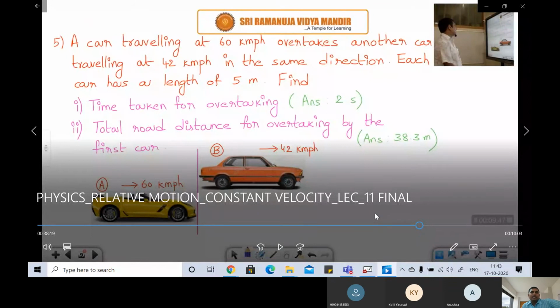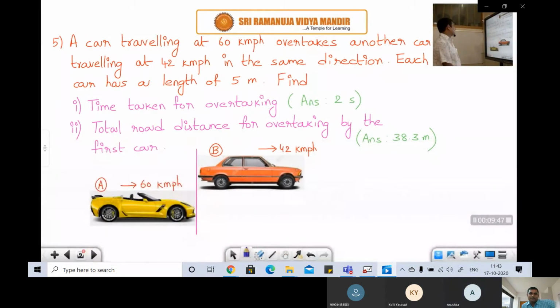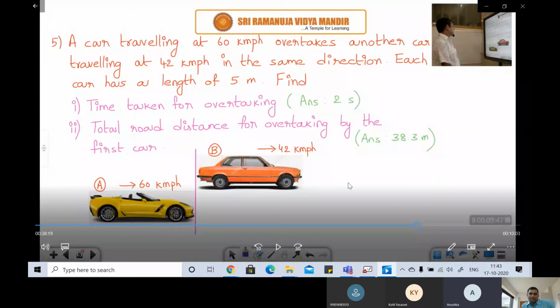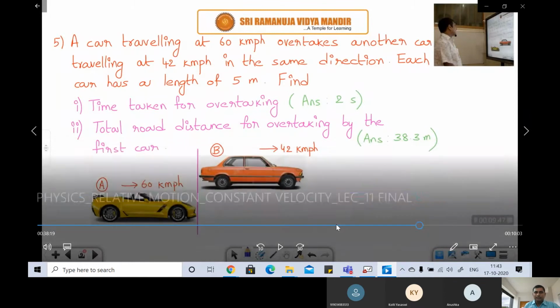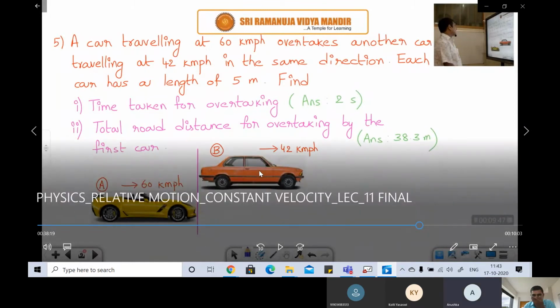So next problem: a car traveling at 60 kilometers per hour overtakes another car traveling at 42 kilometers per hour. Here also you see carefully which car is drawn behind. The faster one, A, 60 kilometers per hour. Now each car length is the same, 5 meters. Find the time taken for overtaking. So what we should do? Stand on B and then find out the distance traveled. Distance traveled will be 5 plus 5, 10. Correct?